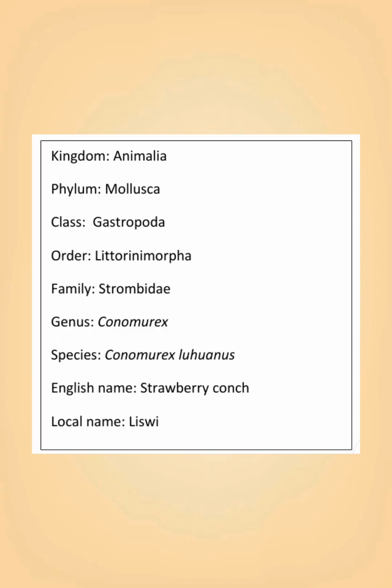For its taxonomic classification, it belongs to kingdom Animalia, phylum Mollusca, class Gastropoda, order Littorinimorpha, family Strombidae, genus Conomurex, species Conomurex luhuanus, English name strawberry conch, and local name Liswi.